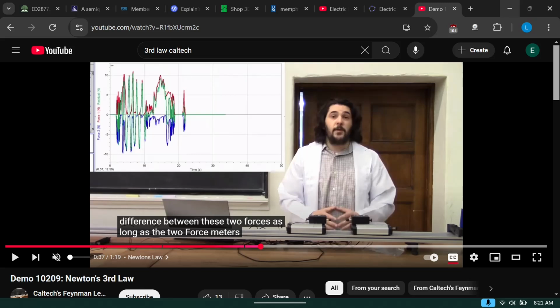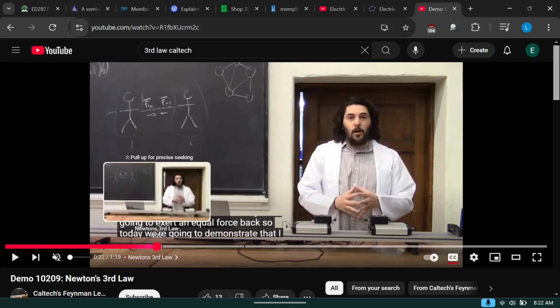But what he's got here is two force sensors on carts, and they're each just measuring how hard each cart is being pushed. If the third law is true, we should see equal readings from each no matter what. They'll just be in opposite directions. And that's what the red curve here is and the blue curve. The green curve is the difference between the two. So it should be near zero. And that's what we'll see here in a minute.